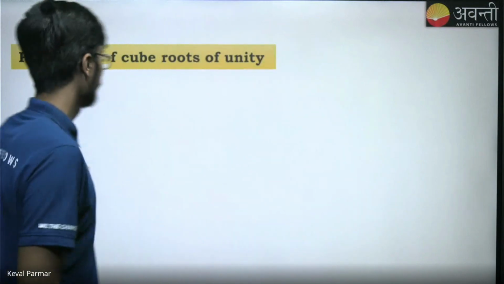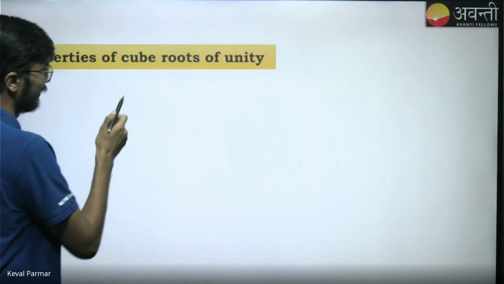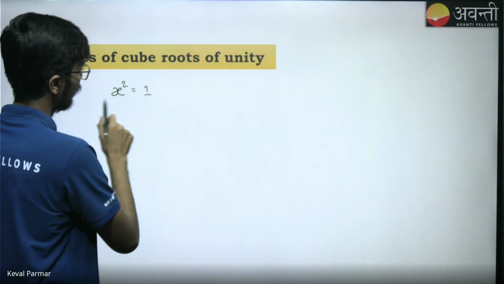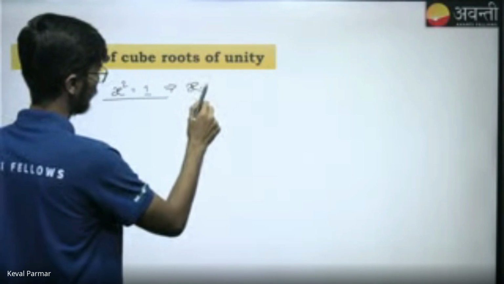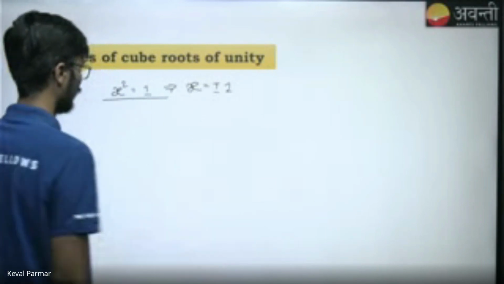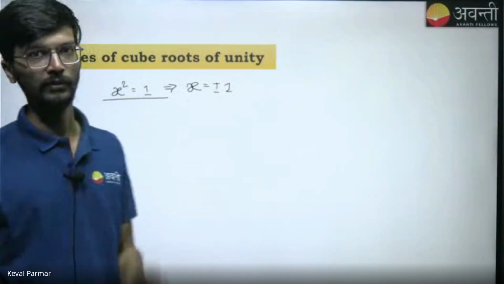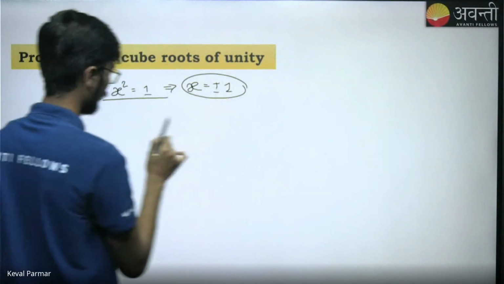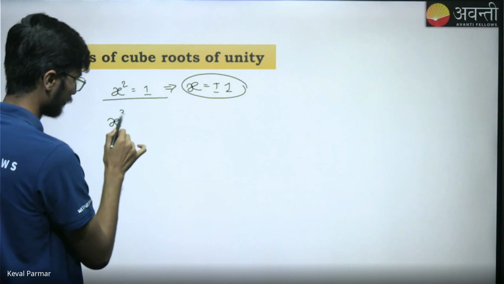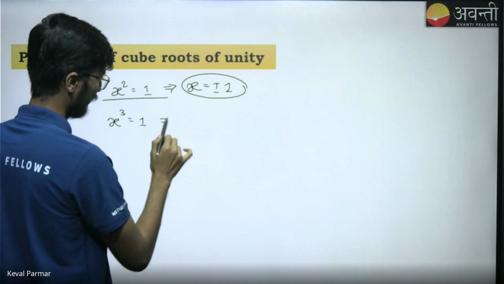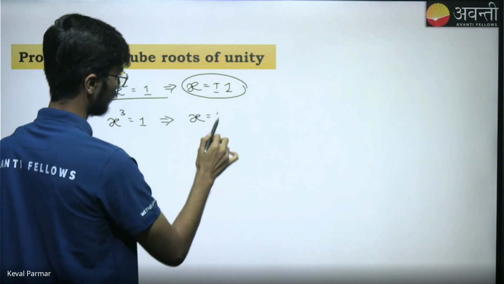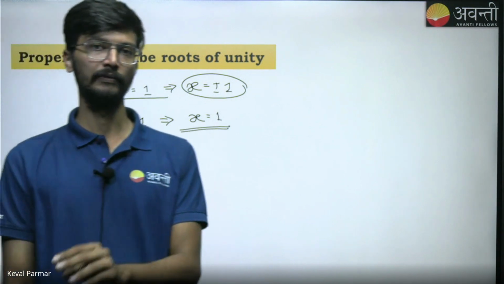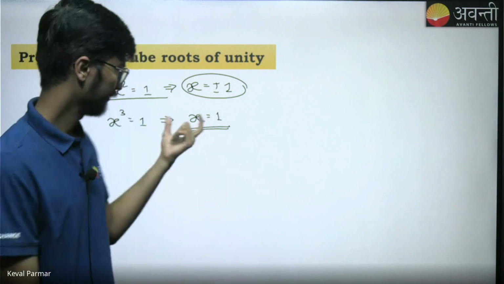So, let's say we have the equation x square equals 1. So, we know x is plus or minus 1. How do we know this, guys? Because it is a quadratic, so we got two values of x. Suppose I say x cube is 1. Then you give me the answer x is 1. This is a correct answer, but it's an incomplete answer.